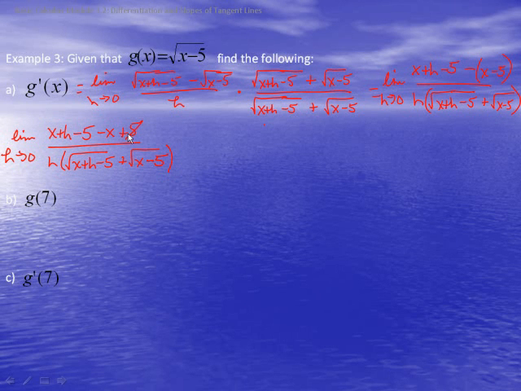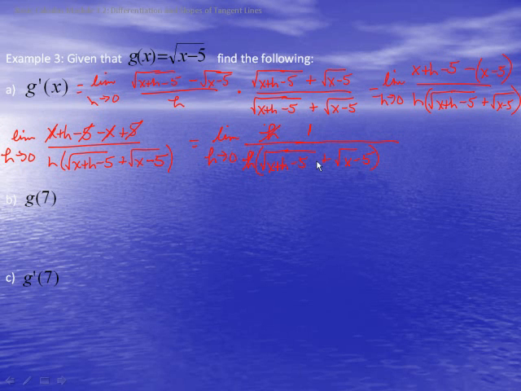Notice that the 5's will cancel. Notice that the minus x and the positive x will cancel, which will give me the limit as h approaches 0 of h on the top is the only thing that's left over h times these square roots that are on the bottom. Make sure my square root goes all the way across there. Close my parentheses, and notice that these h's will cancel. So we're left with 1 on top and these two things on the bottom.